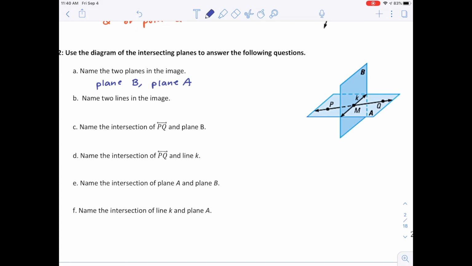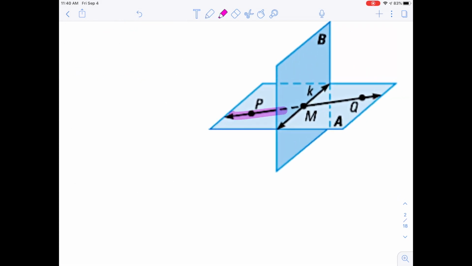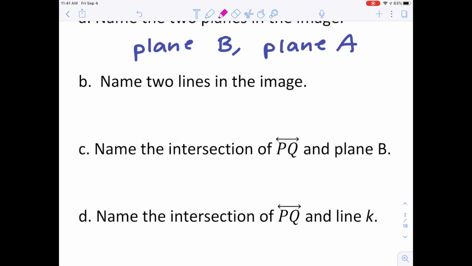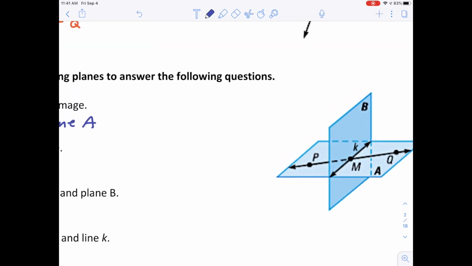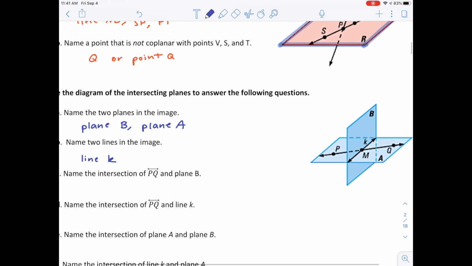B, name 2 lines on the image. So there's 2 lines that I can see. I have this one, and I just need to figure out how to name them. So the little line in the middle is easy because it has the nickname on it. So line K. I'm going to go ahead and just write that out. Line K. I'm going to do that in cursive because it is a lowercase letter and it's a line, so it should be in cursive.